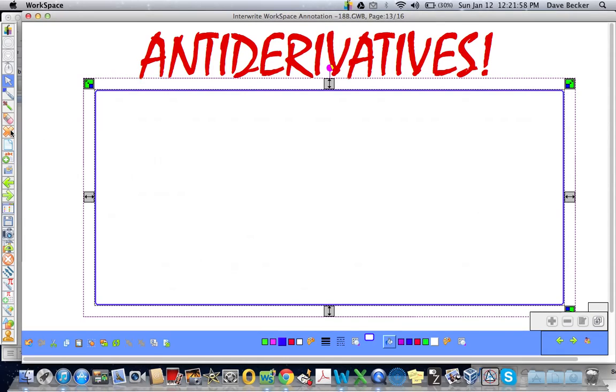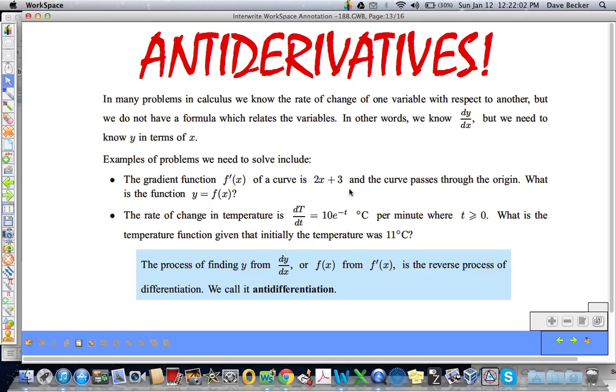Antiderivatives, here we go, after the comedy show. There's a lot of problems in calculus where we know the rate of change with respect to another, but we don't have a formula which relates the variables. In other words, we know the derivative, but we need to know the original function. For example, if we know that the derivative of the gradient function, the tangent function, is 2x plus 3, what is the original function? If we know the rate of change in a temperature, what is the temperature function? Finding f of x given its derivative is the reverse process of differentiation, and we call it anti-differentiation.